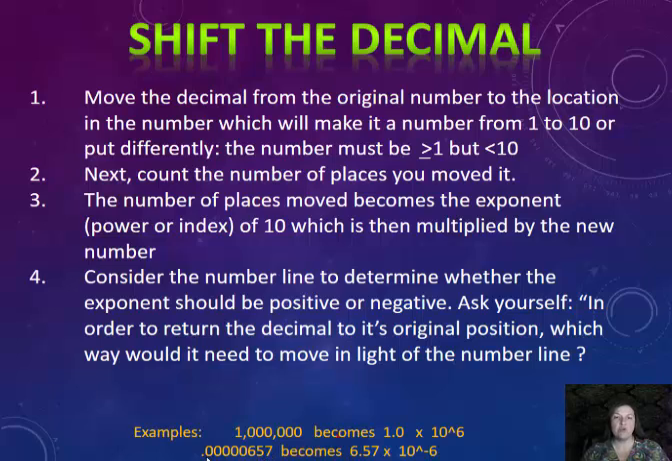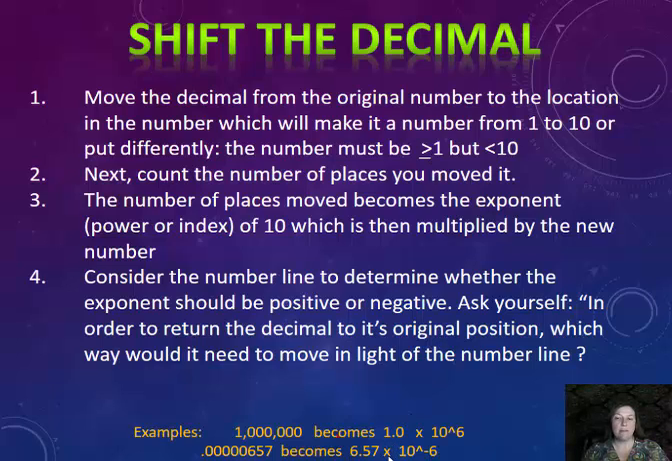We're going to start out moving that decimal in order to convert our number to a number that is greater than or equal to 1 but less than 10. We're going to move it until we find the number that meets that criteria. So we're going to take the decimal and move it over 1, 2, 3, 4, 5, 6 spaces to the right. We'll end up with the number 6.57. That meets our criteria of being greater than or equal to 1 but less than 10.